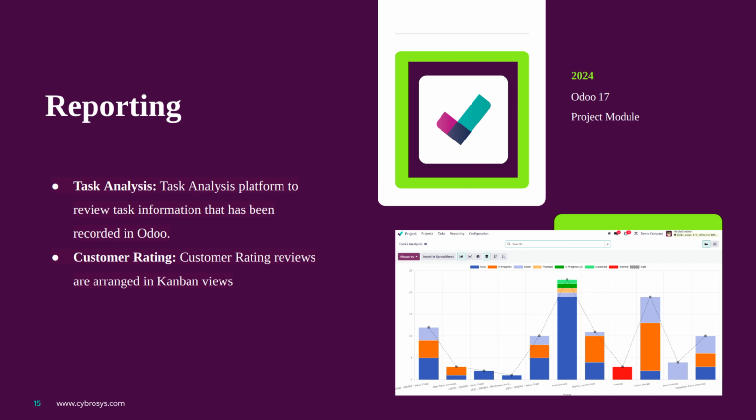Then comes the reporting section. There are two types of reporting. One is task analysis and the other is customer rating. Task analysis is a platform to review the task information that has been done in Odoo, and customer rating reviews are arranged in Kanban views.